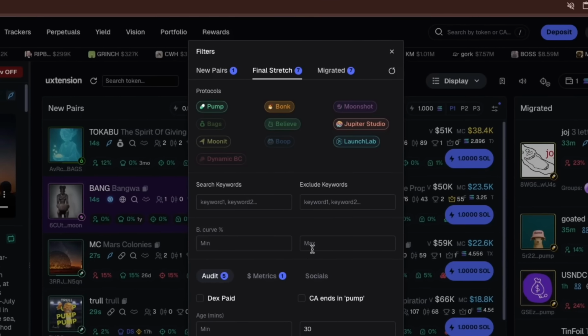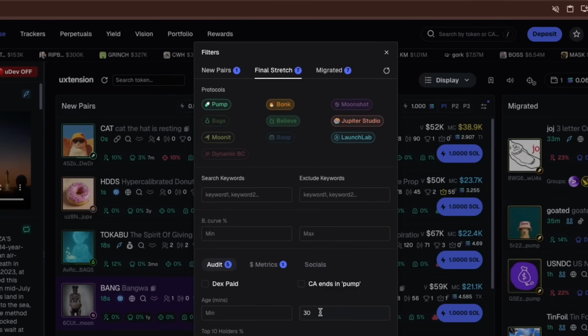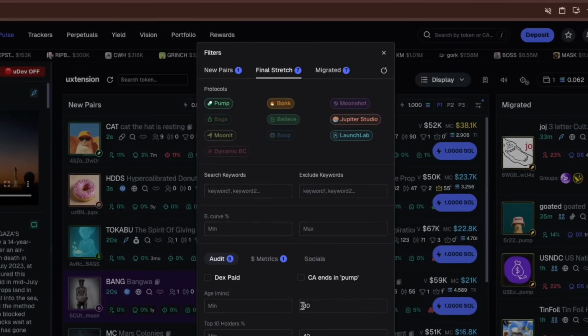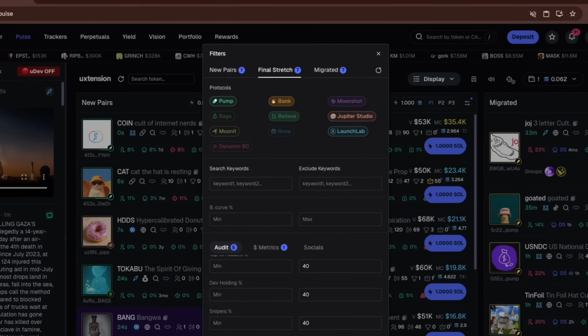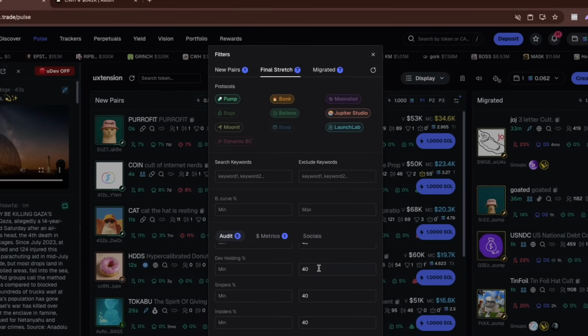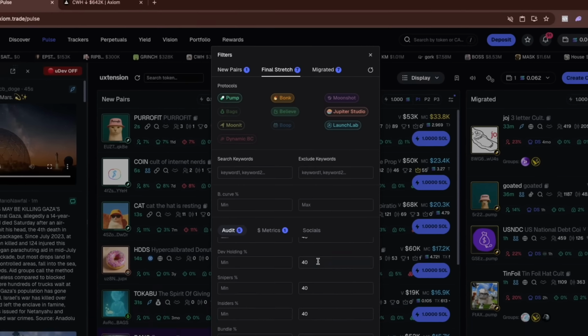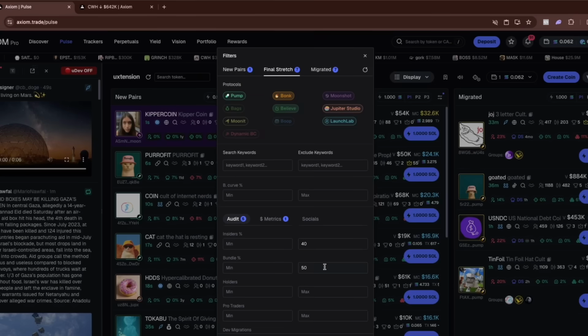And also with the Final Stretch, I like to see coins that are having momentum, right? That are not dying out slowly. So the max age I have is 30 minutes. And the top 10 holders, I have 40, 40, 40, 40. This way, I'm not getting obvious rugs, right? If you have more than 40% top 10 holders, it's like 99% chance rug. If the dev's holding more than 40%, 99% chance rug, etc., right?